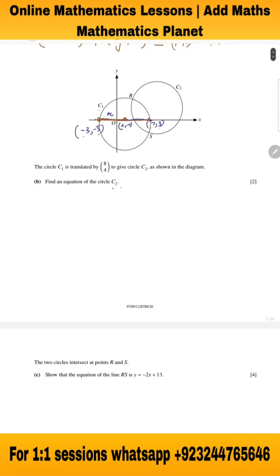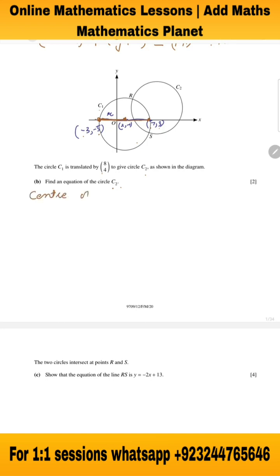Now, find an equation of the circle C2. The circle C1 is translated by 8, 4 to give circle C2. Now this is the circle C1, but now it is translated by 8, 4, and now we have another circle C2. So when C1 is translated to C2, definitely the center of the circle changes. So what is the center of the new circle C2?